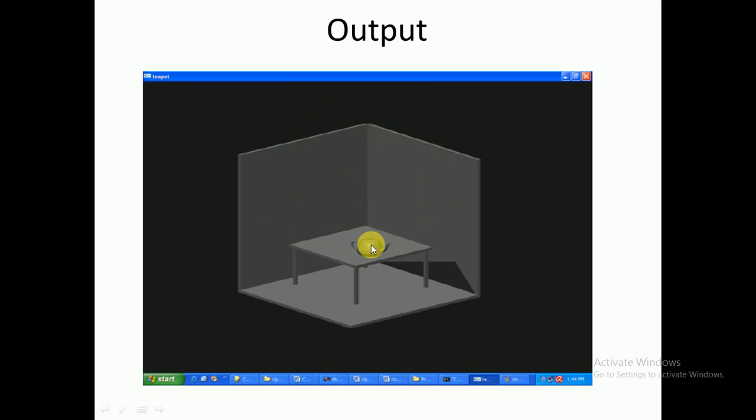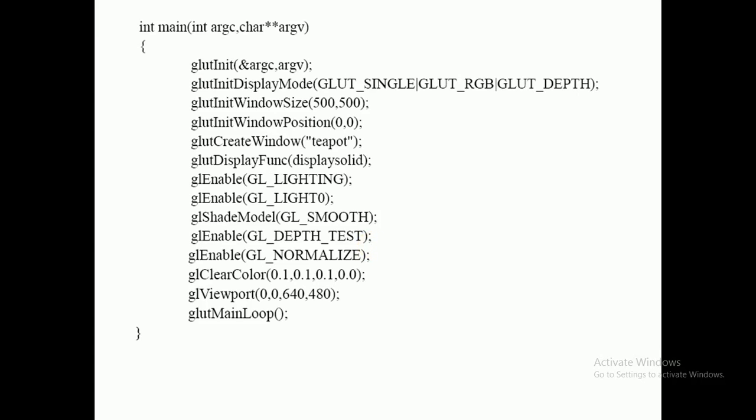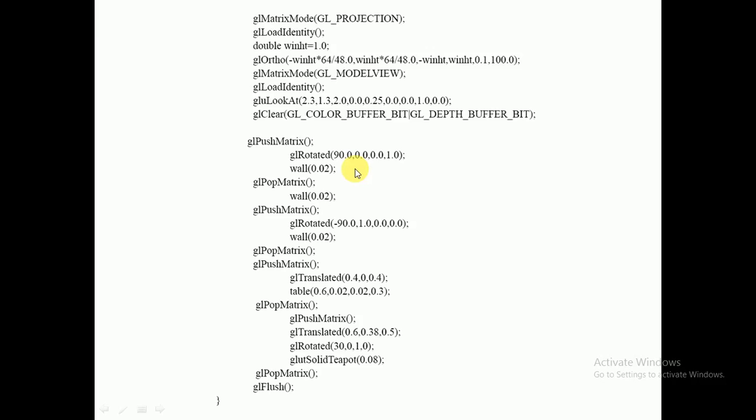Now we will go to the program, whatever I explained, the same thing we have done here, right? You see here, as I told, int main with argc and argv, then glutInit, initialization of glut, glutInitDisplayMode with GLUT_SINGLE, there is no animation, that's why we are using single, right? GLUT_RGB, GLUT_DEPTH, because this is 3 dimensional we have to remove the hidden surfaces, that's why I want to use the depth buffer. Then window size 500, glutInitWindowPosition 0, 0, then we have named it teapot, then glutDisplayFunc, display solid, right?